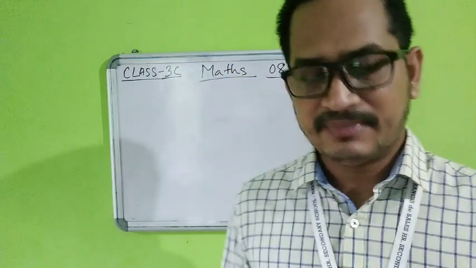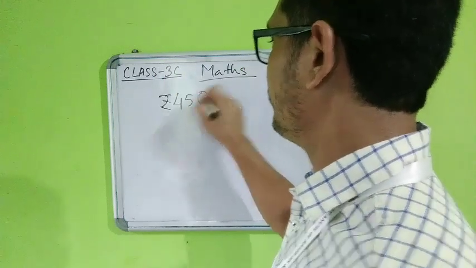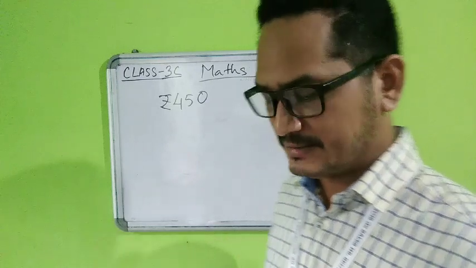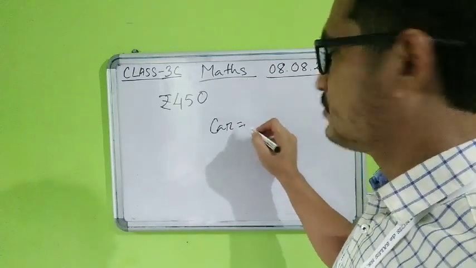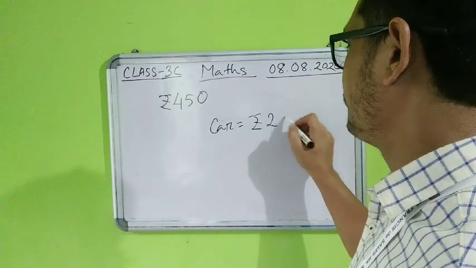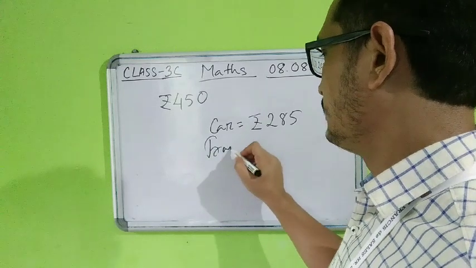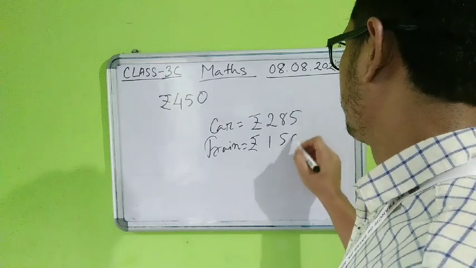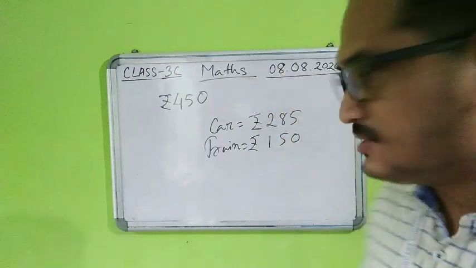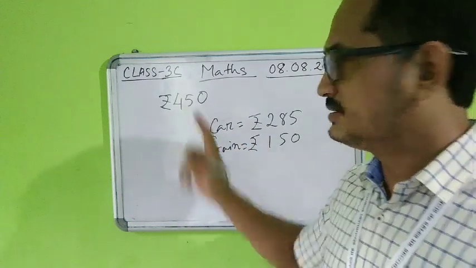That means she has a total of how much money? She has 450 rupees with her. This is the total money she has. Now she wants to buy a car. Now the toy car price is rupees 285. And one more, there's a toy train. So toy train, and that is how much? 150. Now the thing is, will she be able to buy both the toys with this money?